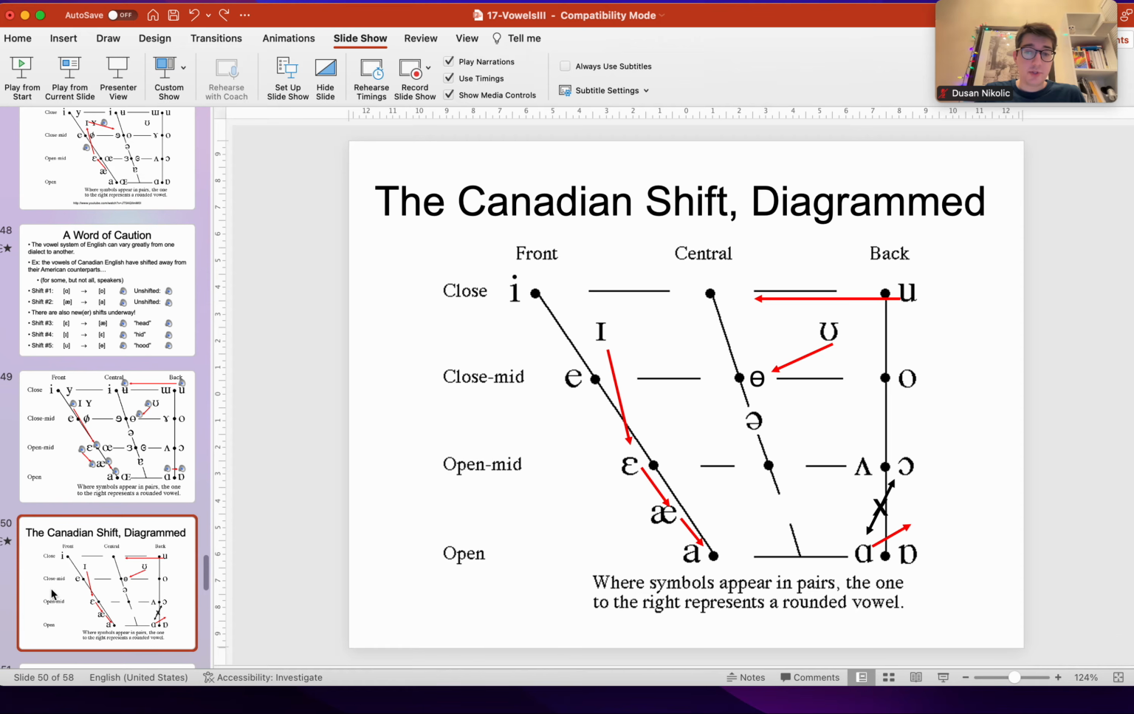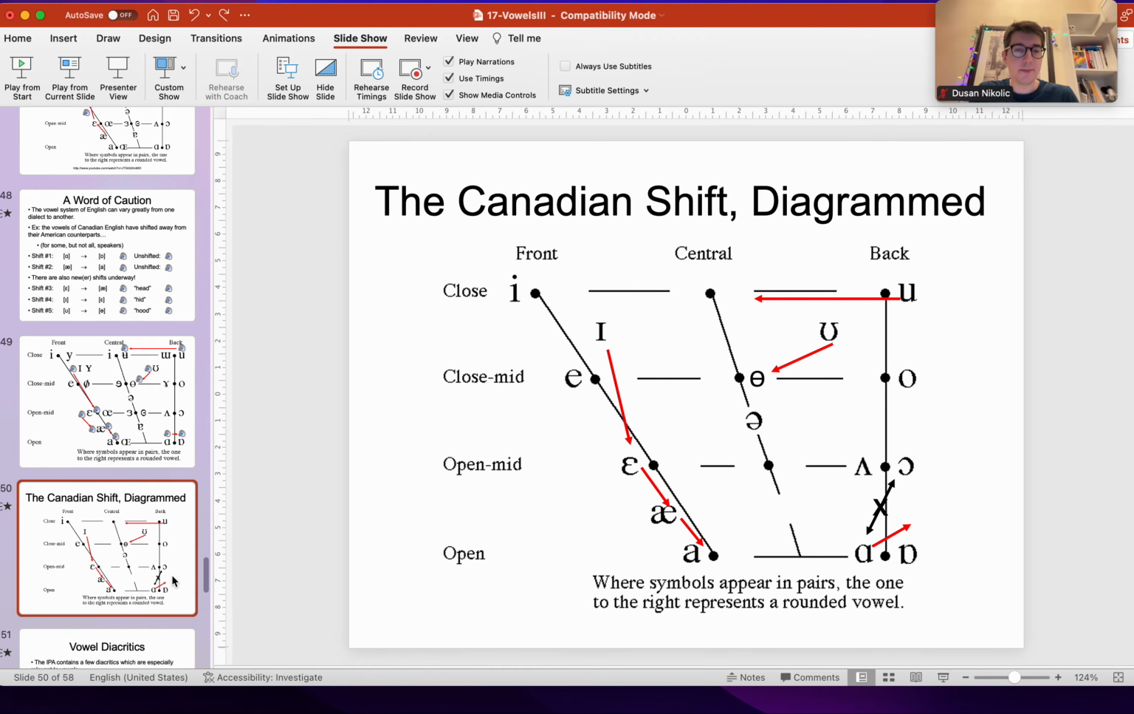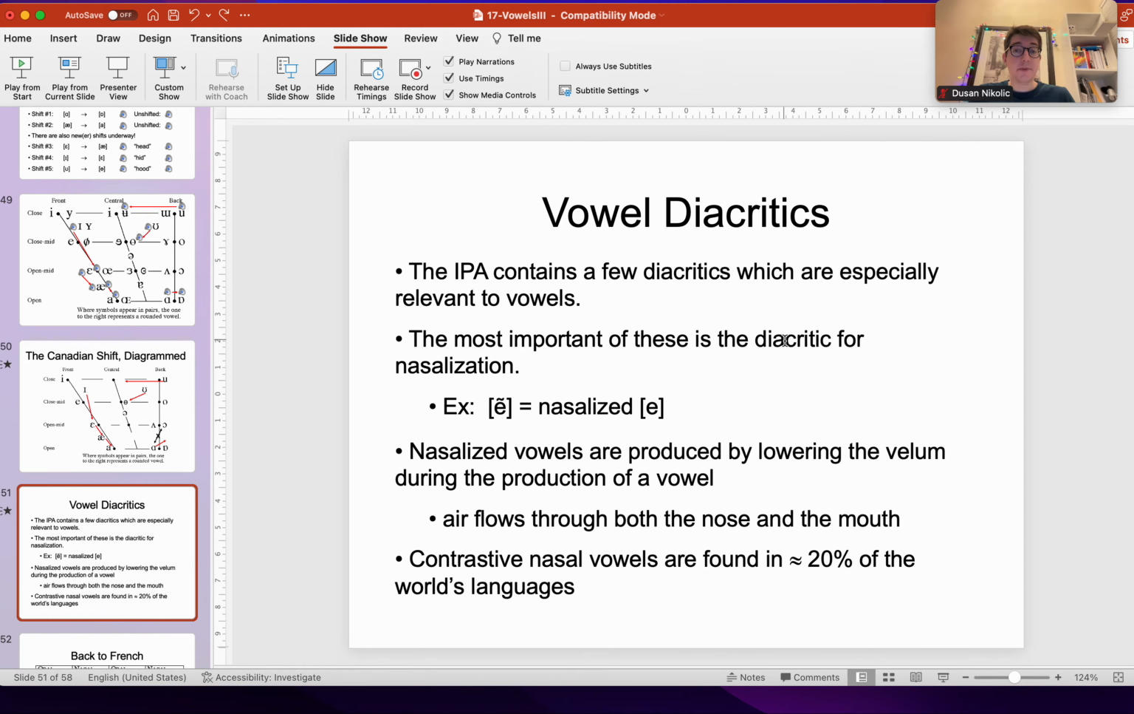The diagram of the shift looks something like this. As we said, there are movements like that. Never goes to O though, so pay attention to that. All right. The IPA contains a few diacritics which are especially relevant to vowels.